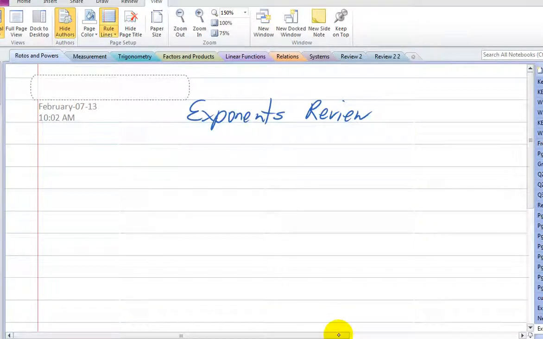Okay, so Exponents Review is our title. Some stuff's reviewing, but we're going to apply them to harder situations, and some of these can get pretty tricky. First thing I want to talk about is your bases.